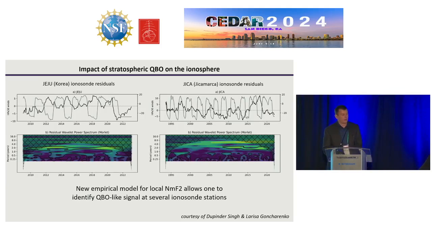This is an example from Larisa Goncharenko and her postdoc Dupinder Singh, who developed a new empirical model of NmF2 for ionosonde data. This new model enabled us to identify a QBO signal in ionosonde data that could be analyzed, which you see here. The lower row are wavelets that show this very pronounced 2-year signal. So it's not only the tropospheric weather, but also the weather of the stratosphere, if you want to call it that way, that maps into the ionosphere.